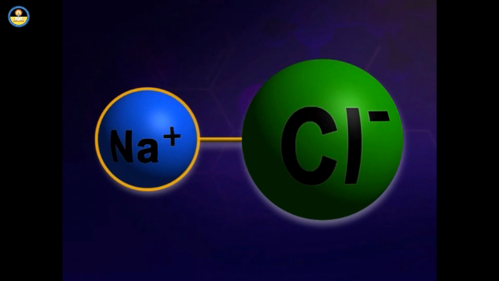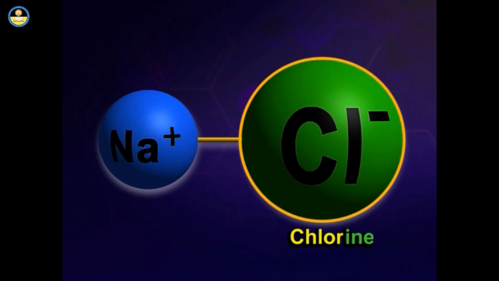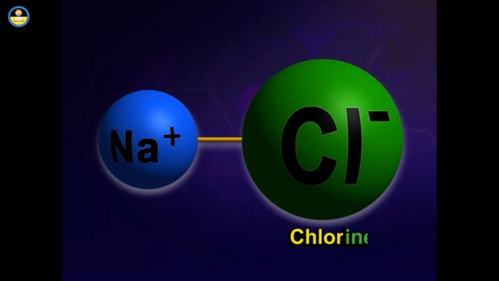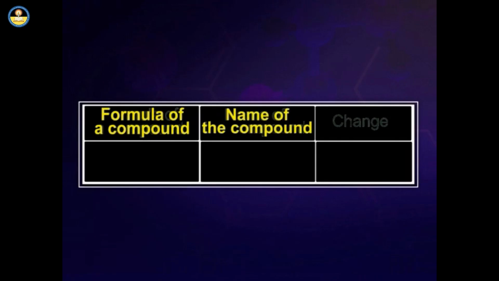While naming the compound, the first element that is less electronegative is named as such, but the name of the second element that is more electronegative is usually changed to end up with "ide", that is IDE. We see on the screen formula of a compound, name of the compound and the change.